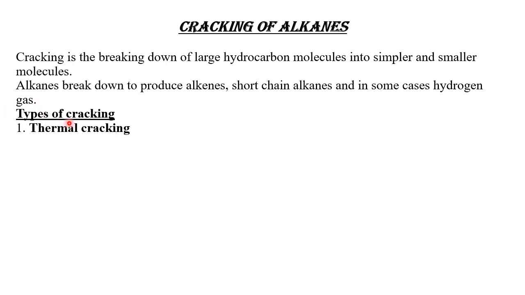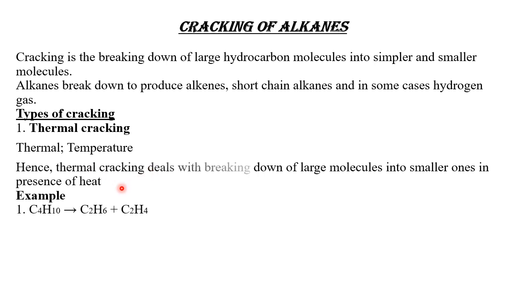All right, so the first type of cracking that we have is thermal cracking. Thermal means temperature, so it has to do with heat. Thermal cracking deals with breaking down of large molecules into smaller ones in the presence of heat. An example is this compound here, which will break to form ethane and ethene. So we've broken down this hydrocarbon to form ethane and ethene. Another example is ethane, which will break down to form ethene and hydrogen gas. I hope that makes sense.